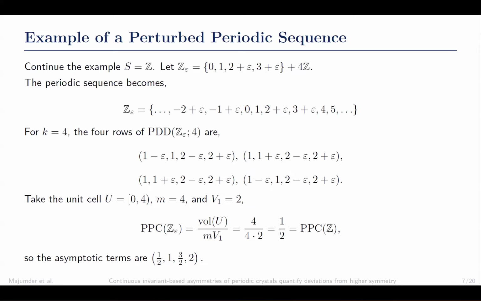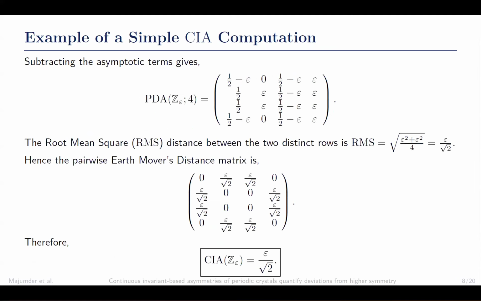For this, we take the unit cell as the interval 0 to 4. Since there are 4 points in the motif, we take m equals 4, and we have already seen on a previous slide that v1 equals 2. So we calculate the PPC of this perturbed periodic sequence, which is half, the same as the PPC of the set of integers. So again, the asymptotic terms are half, 1, 3 over 2, and 2. Subtracting these asymptotic terms from the PDD representation, we get the PDA representation, which is shown on this slide.